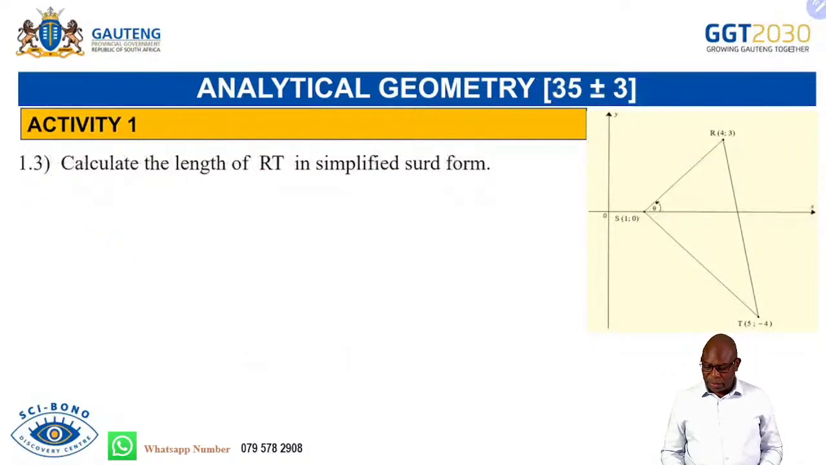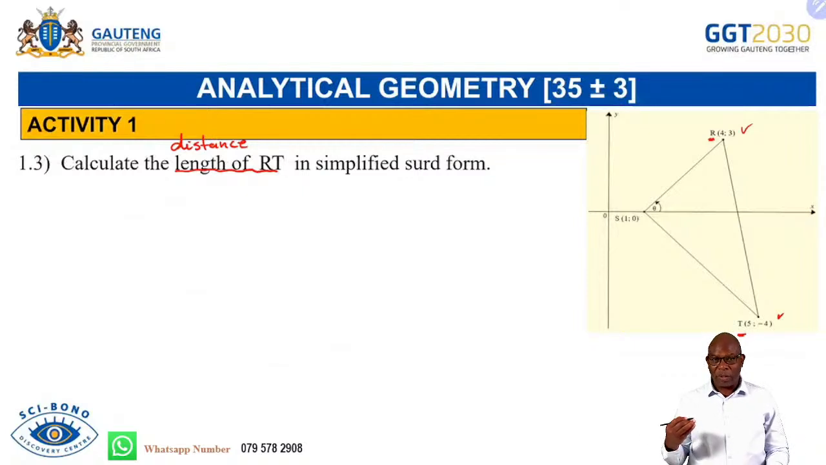Then the next question here is 1.3. It says, calculate the length of RT. With length, I know I'm going to use the distance formula. Right. So now I'm going to the formula sheet, looking for the length of RT. So R is there, T is there. Do I have the coordinates? Yes. You see, the objective here is that we need to use those two coordinates and the formula to determine the length of the line.